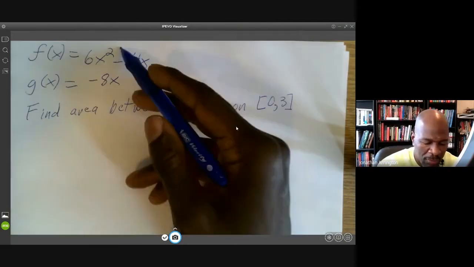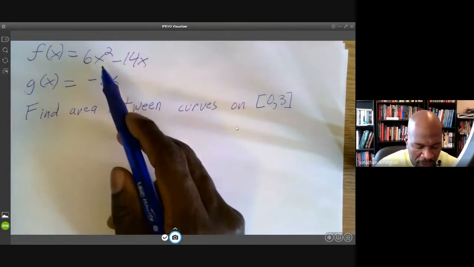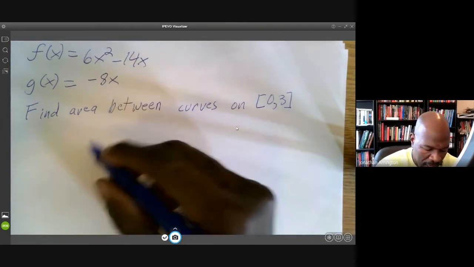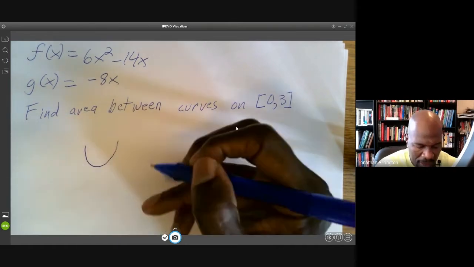So, if we think about these two curves, f of x is obviously an upward facing parabola. So it's something like that.